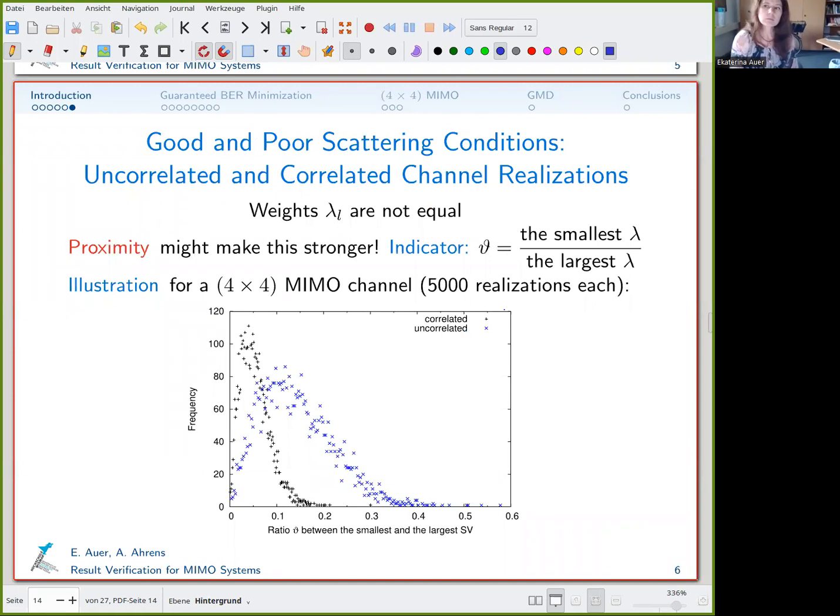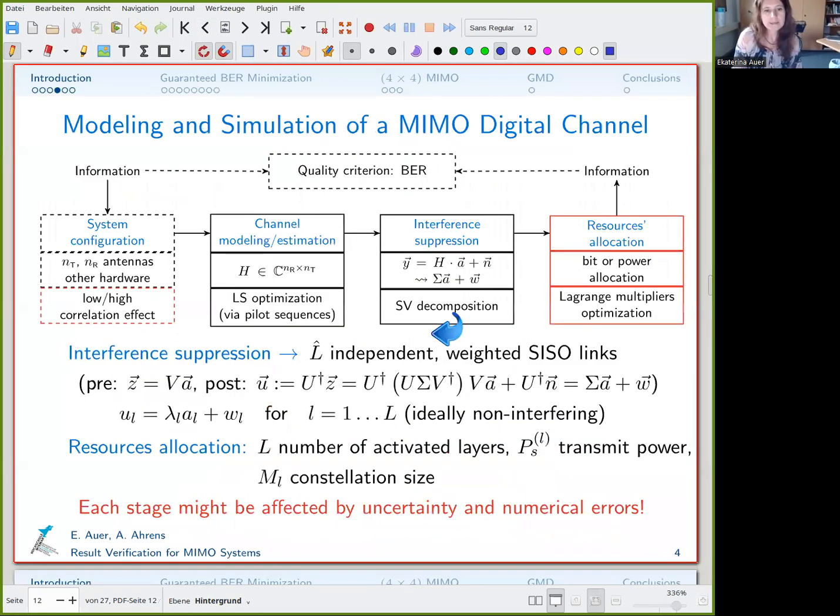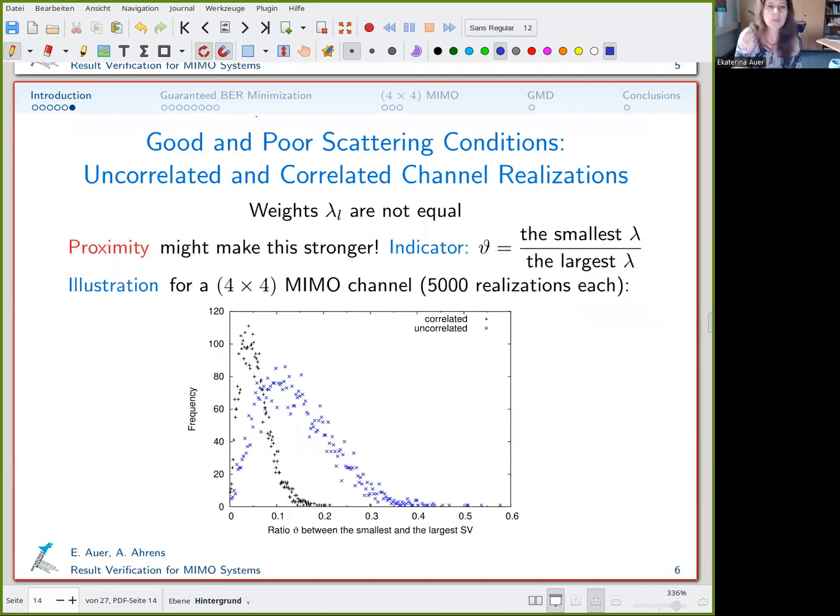Now let me talk a little bit more about those uncorrelated and correlated channel realizations. Again, depending on how the antennas are placed, we can have good or poor scattering conditions for the antennas. What we notice from the previous slide is that those weights are singular values, and of course they are not usually equal. And if we additionally have proximity, then this problem might get stronger. A simple indicator for that is the ratio of the smallest singular value to the largest singular value.